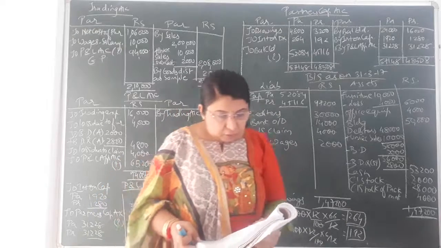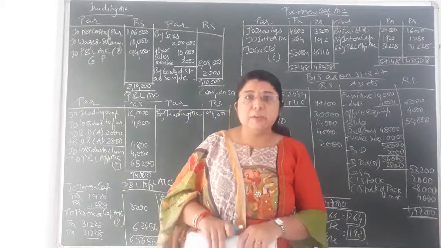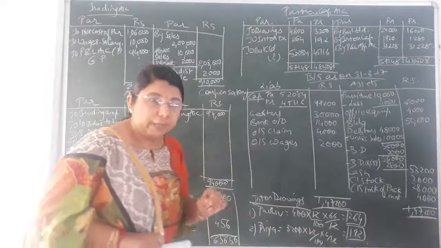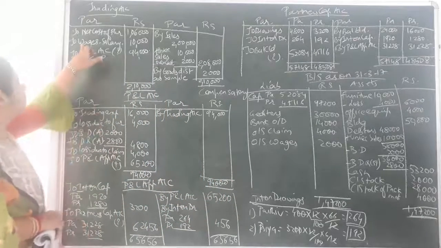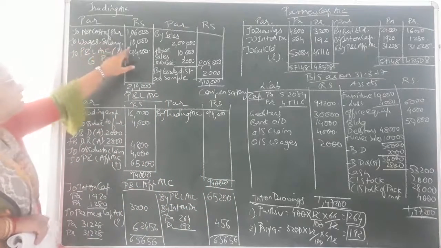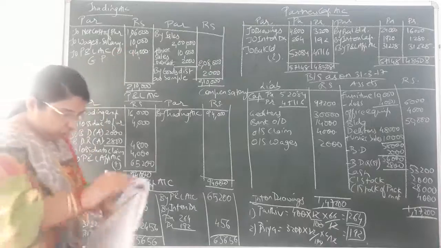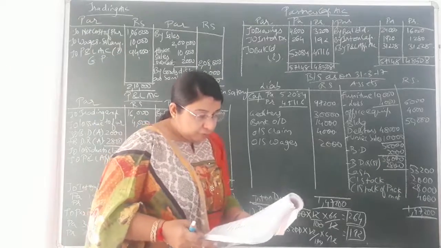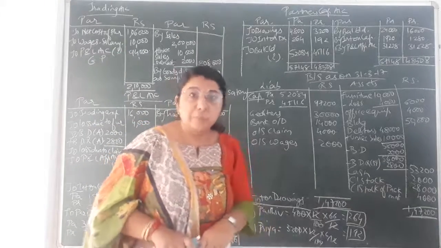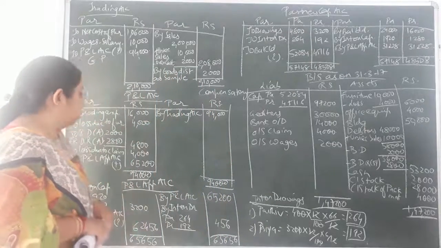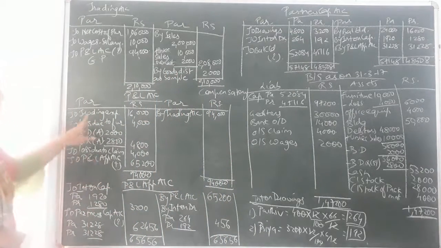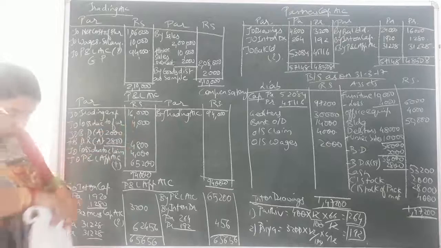Then afterwards, wages and salary, already I discussed that it would be shown on the debit side of trading account. So you can see on the debit side of trading account that I have written to wages and salary, that is rupees 10,000. Then afterwards, trading expense, that would be shown on the debit side of P&L account. You can see on the debit side of P&L account to trading expense, that is rupees 16,000.